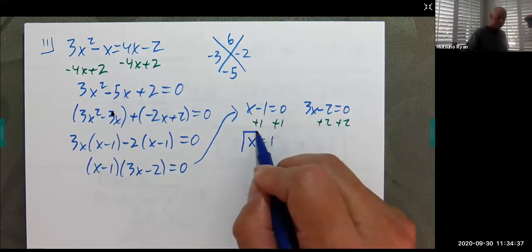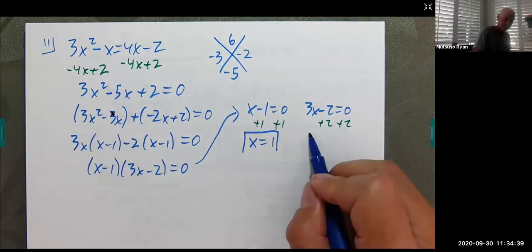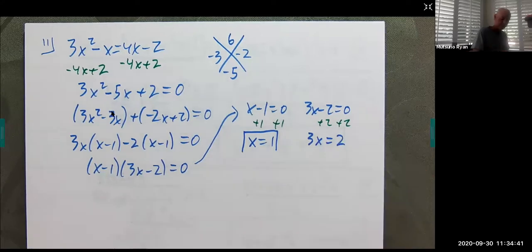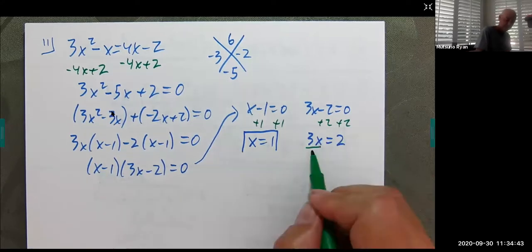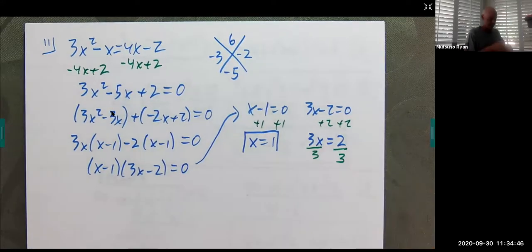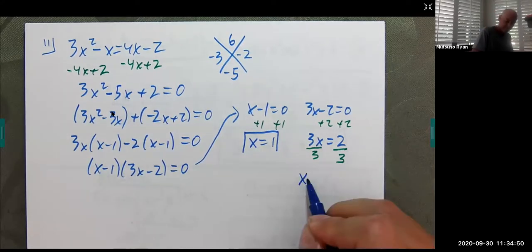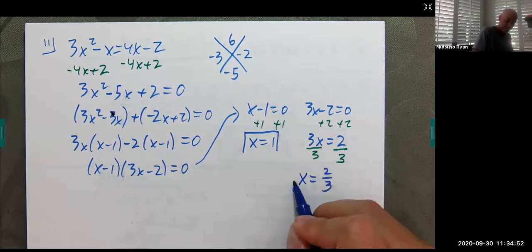Now I have two nice little easy linear equations to solve. Here's one of my two solutions. My second solution is x equals 2/3.